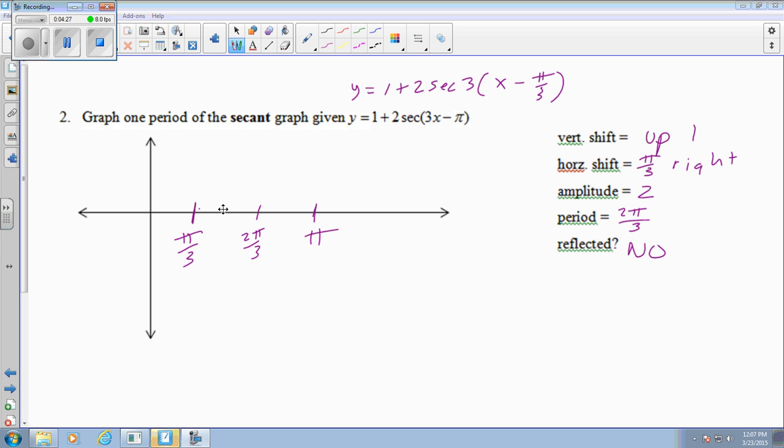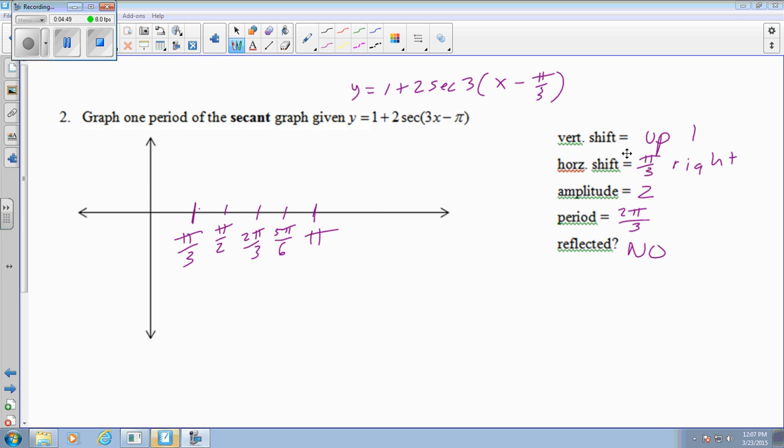Halfway between there is going to be 3 pi over 3 divided by 2, which gives me pi over 2. Halfway between here, 2 pi over 3 plus 3 pi over 3 is 5 pi over 3, divided by 2 is 5 pi over 6. So there we have our interval.